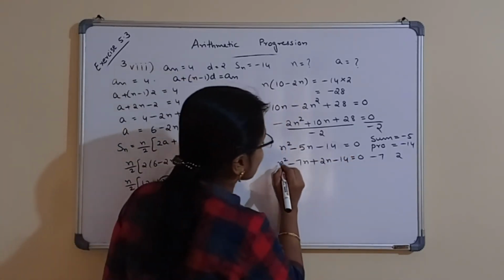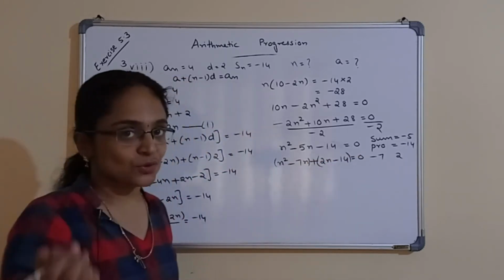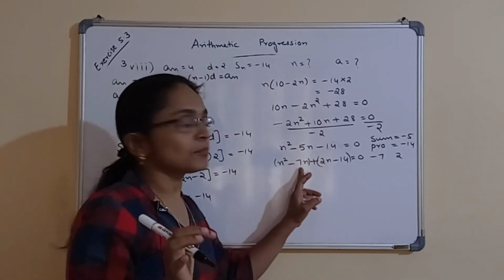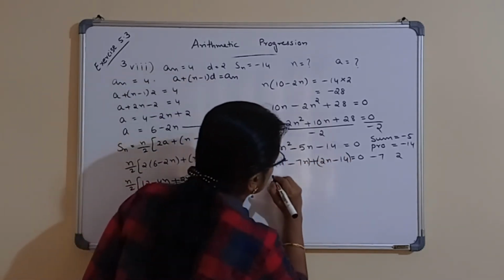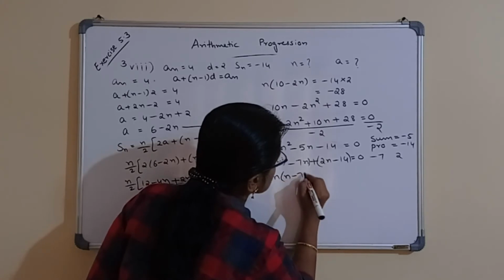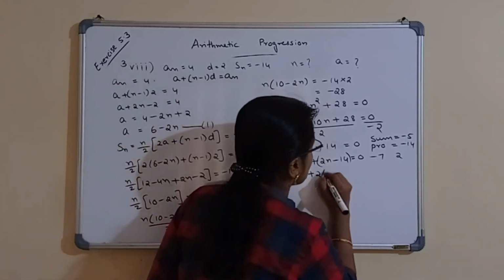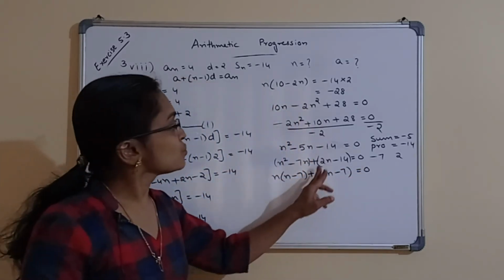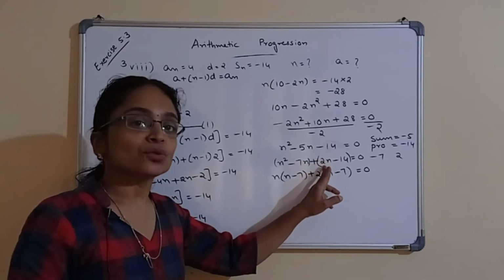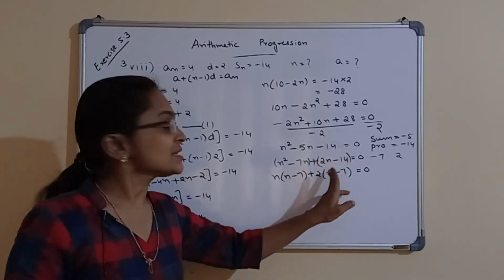Now, we can take n out from these two terms and 2 out from these two terms, because n is a factor of both these terms and 2 is a factor of both these terms. So, if we take n out from this, we have n minus 7 remaining, and if we take 2 out from this, we have n minus 7 remaining, which is equal to 0. Because if we take 2 out from this, we have n, and minus 14 by 2 is minus 7.